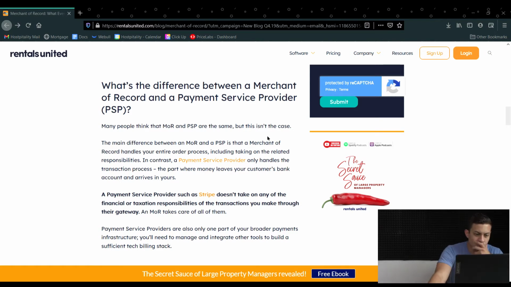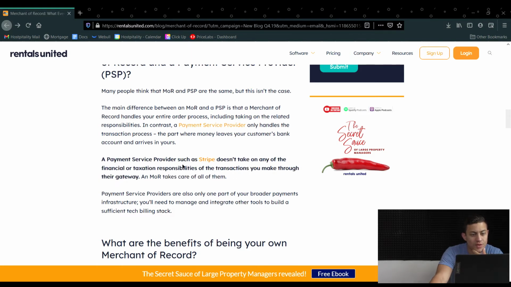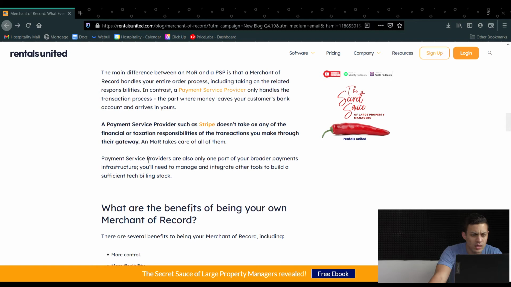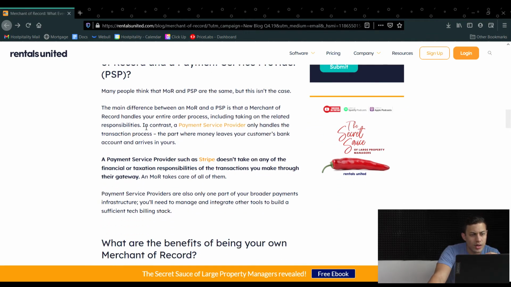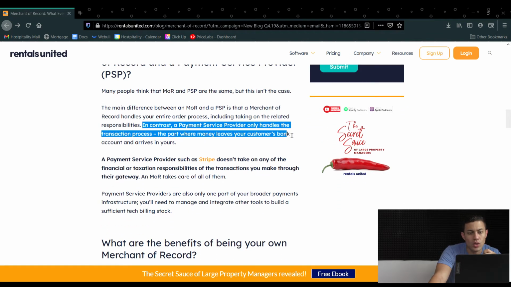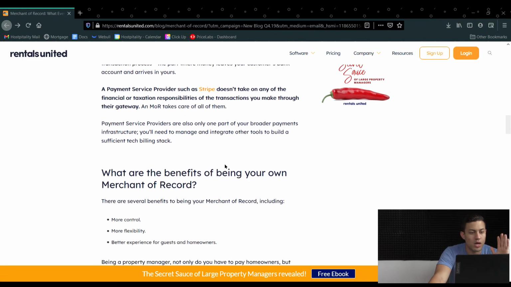Let me see if there is another explanation here. A payment service provider such as Stripe doesn't take on any of the financial or taxation responsibilities of the transactions you make through their gateway. An MOR takes care of all of them. Okay, here you go. In contrast, a payment service provider only handles the transaction process, the part where money leaves your customer's bank account and arrives in yours. That's the only thing that payment processors do.